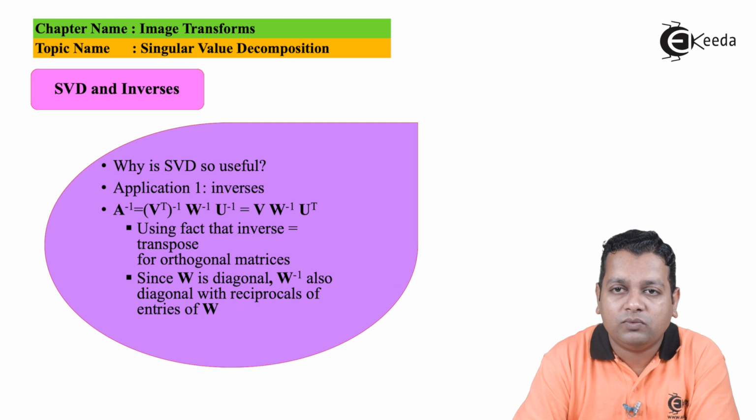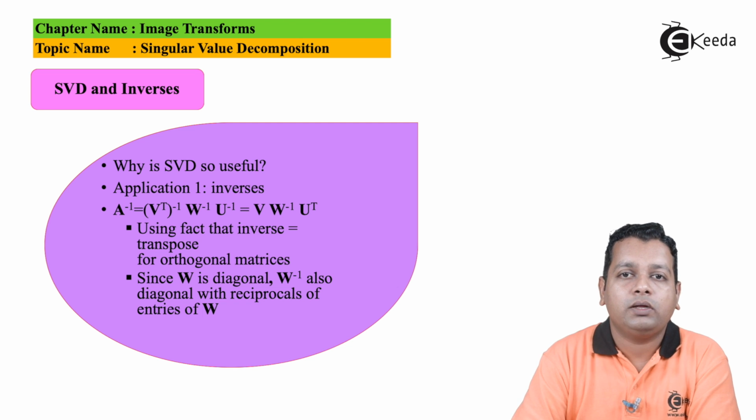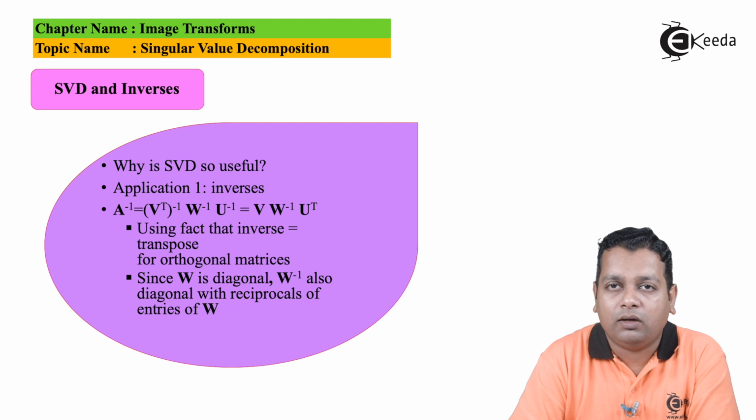Using the fact that the inverse is equal to the transpose for these orthogonal matrices, in the case of the inverse also the orthogonality is maintained. Since W is a diagonal matrix, W inverse is also diagonal, with the reciprocals of the entries of W. For this central matrix, which has the singular values in the diagonal elements, the necessary condition is that except the diagonal elements, other elements are equal to 0. On performing this operation, that is also maintained: the values are again in the diagonal elements only, just the reciprocals of the earlier entries.